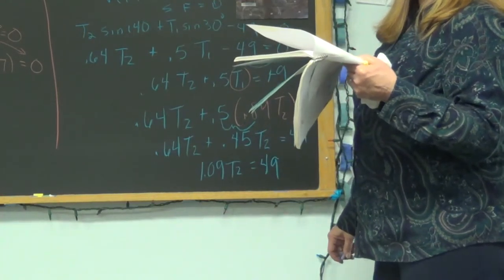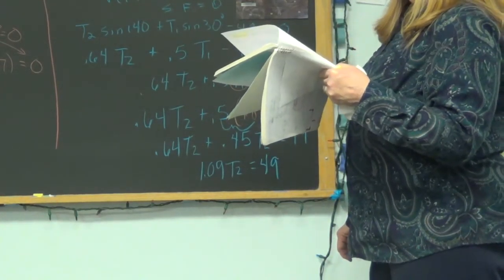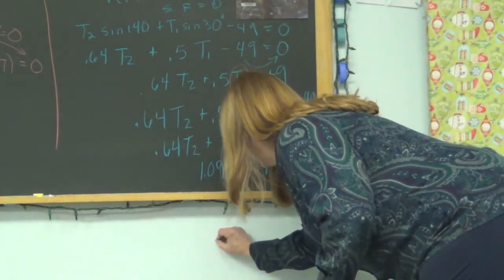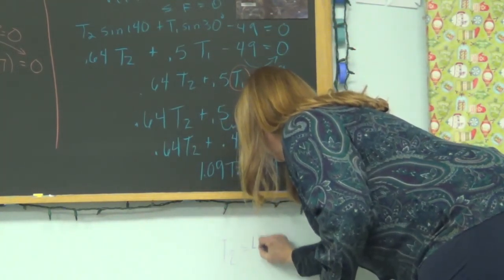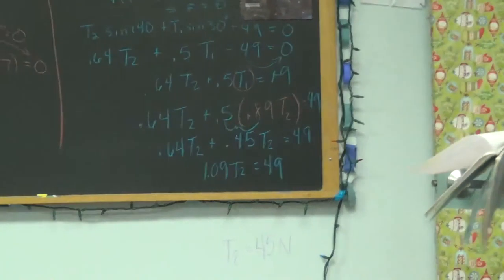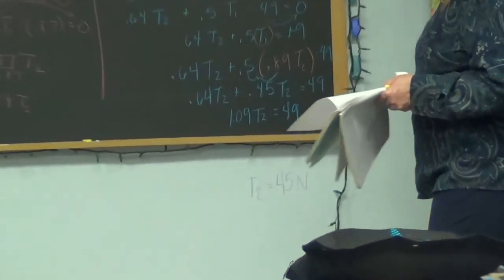Anyone checking that as we go? Yeah, I got that. Okay. 45, all right. T2 equals 45, so we need T1.